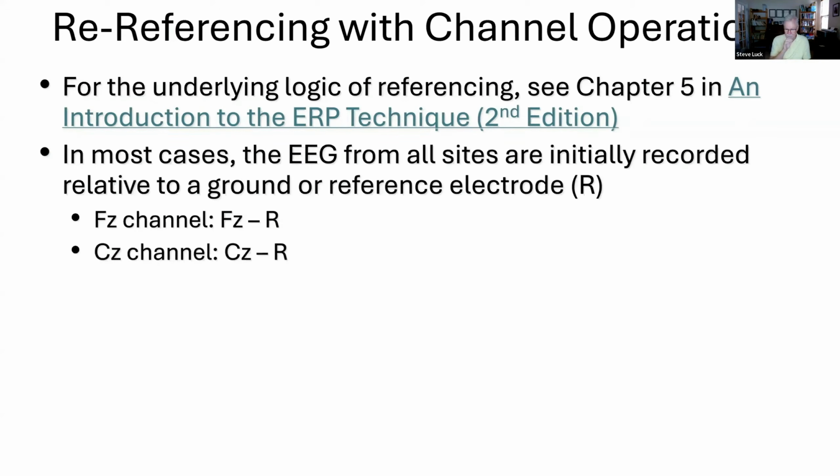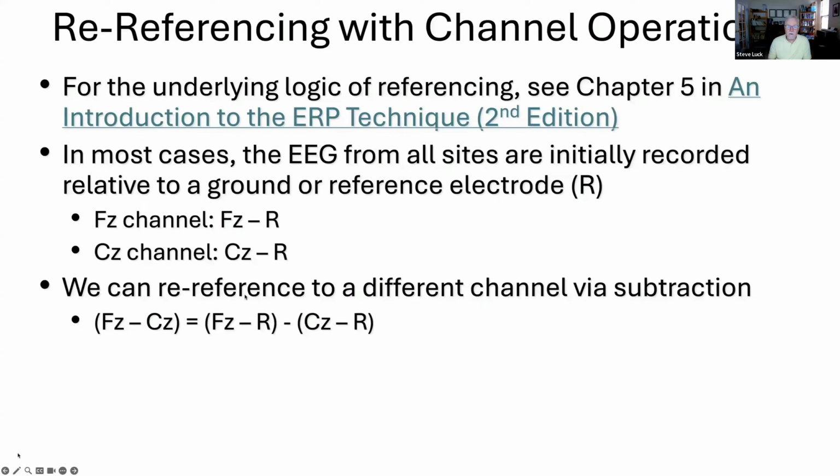In most cases, the EEG from all sites is initially recorded relative either to ground or to the same reference electrode. And so imagine that we call that reference electrode R, or if you're using a BioSemi system, this is going to be recorded relative to CMS. You can think of the FZ channel as being the difference between the voltage at the FZ electrode and the voltage at the reference electrode. The voltage at CZ is the difference between CZ and the reference.